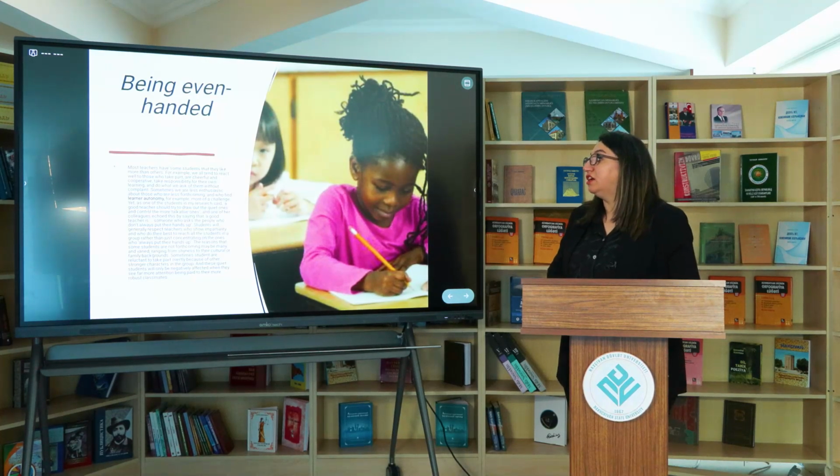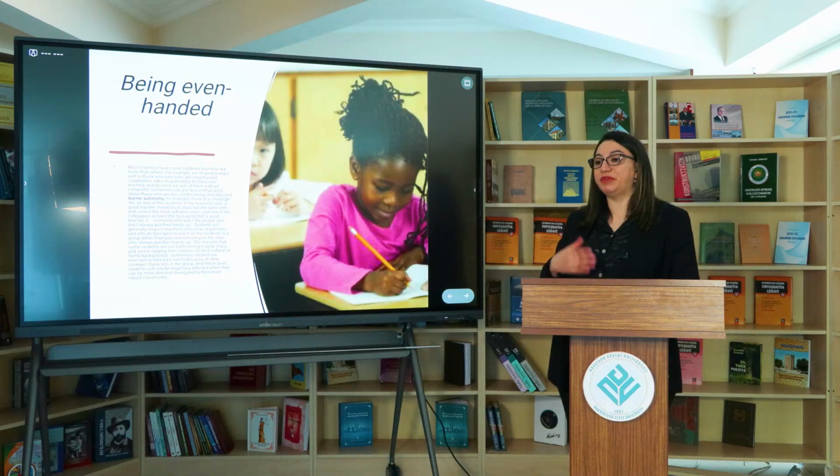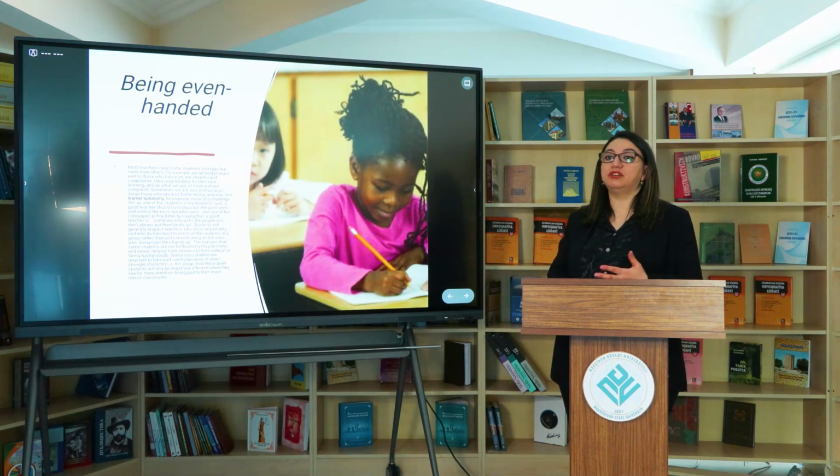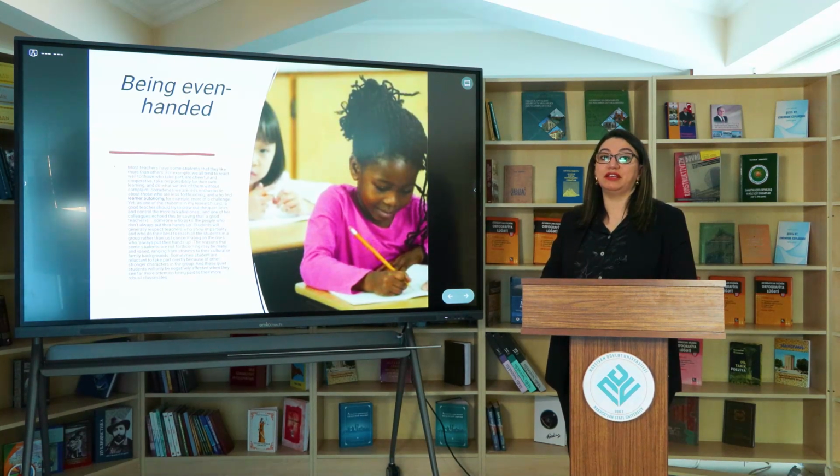The last one for building a good relationship in the classroom is being even-handed. It means that teachers need to behave equally toward students, and they need to show them that all students are equal for the teachers, not considering their performance or whether they are active in the process or not.